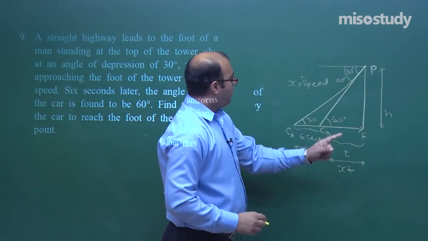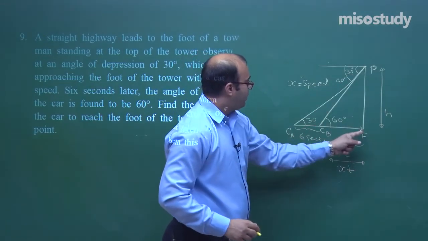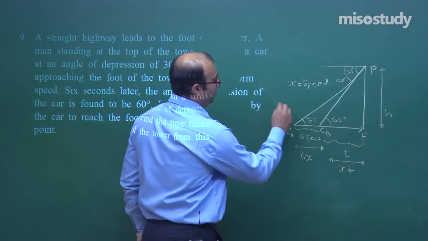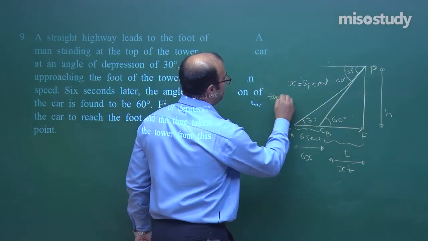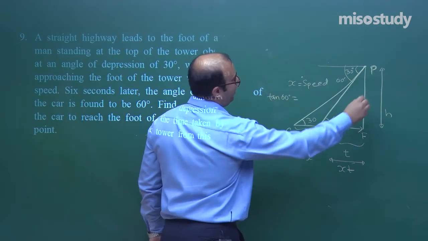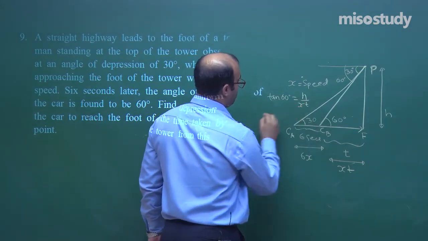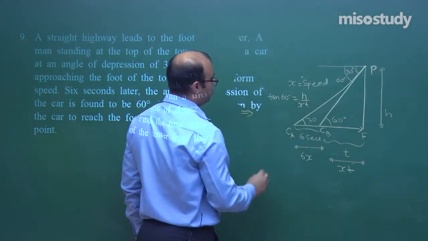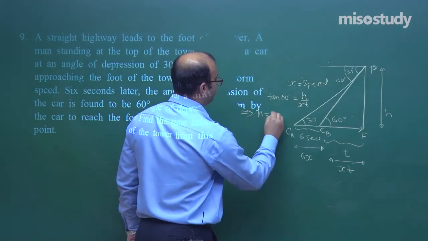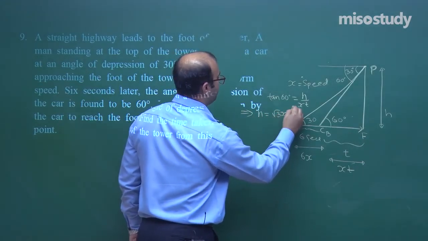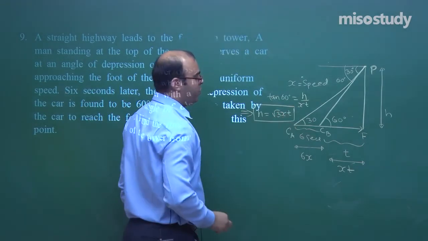Now we take this triangle. In this triangle, tan of 60 degree is equal to perpendicular h upon base xt. So we know tan 60 is root 3. So h is equal to root 3 into x into t. This is the one equation which we get.